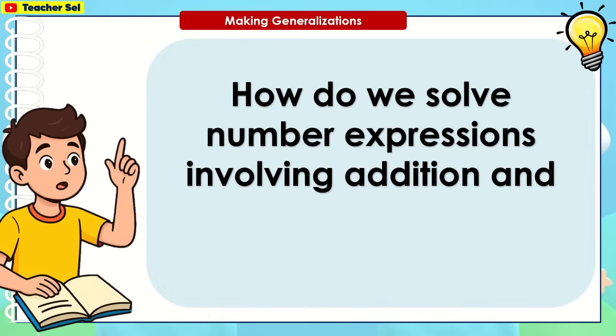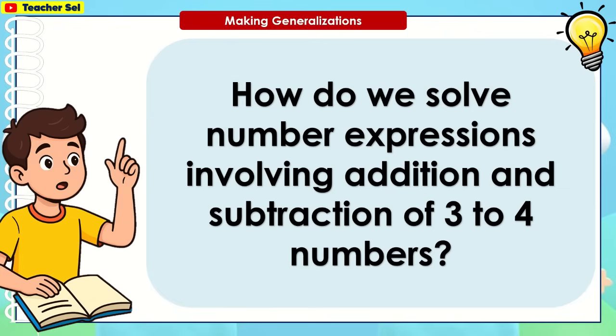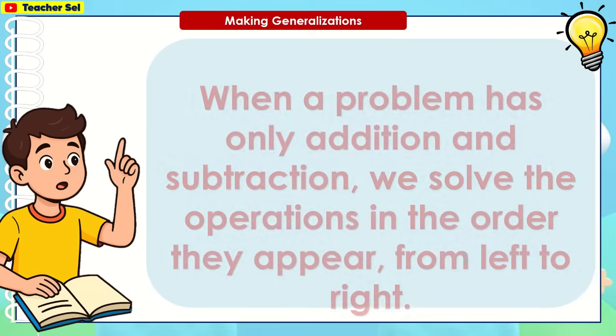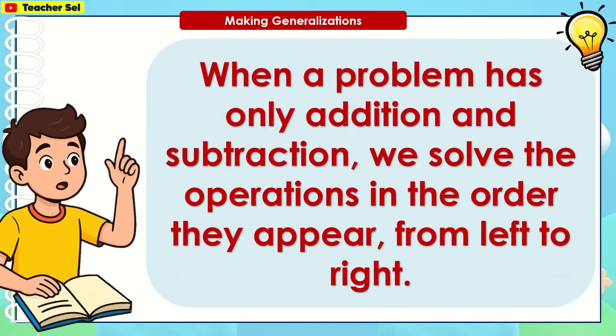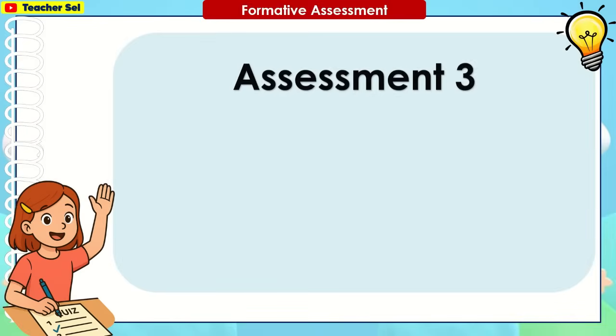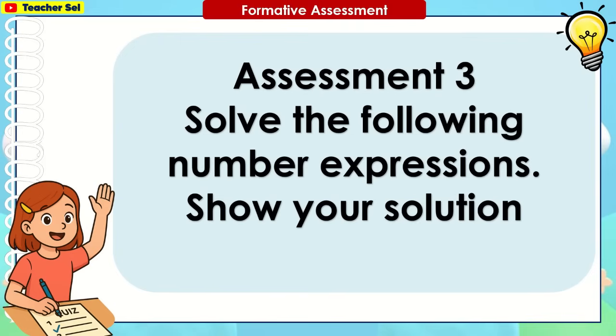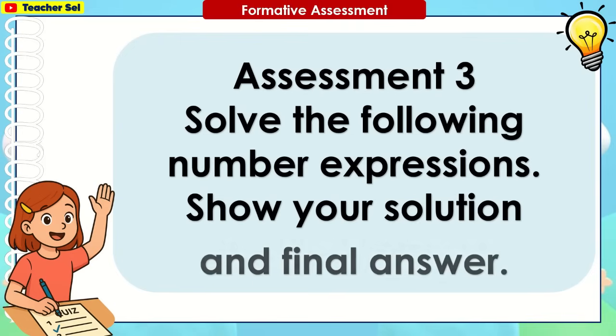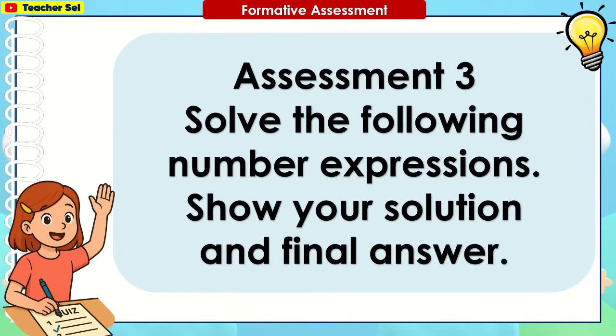How do we solve number expressions involving addition and subtraction of 3 to 4 numbers? When a problem has only addition and subtraction, we solve the operations in the order they appear, from left to right. For your formative assessment, solve the following numbered expressions. Show your solution and final answer.